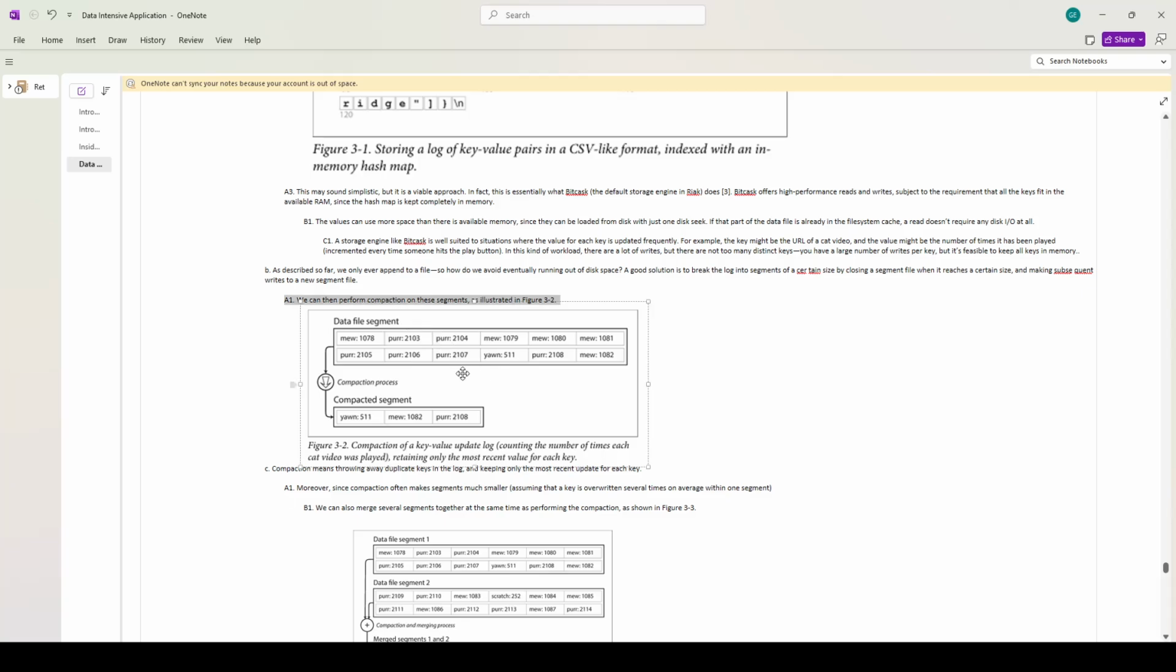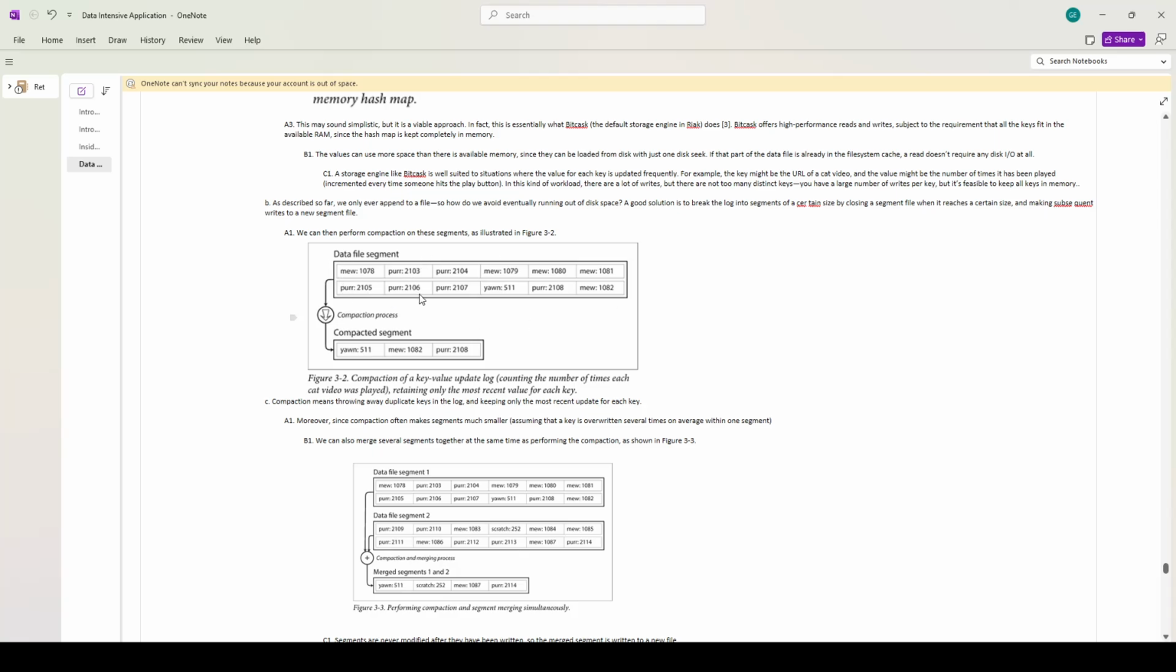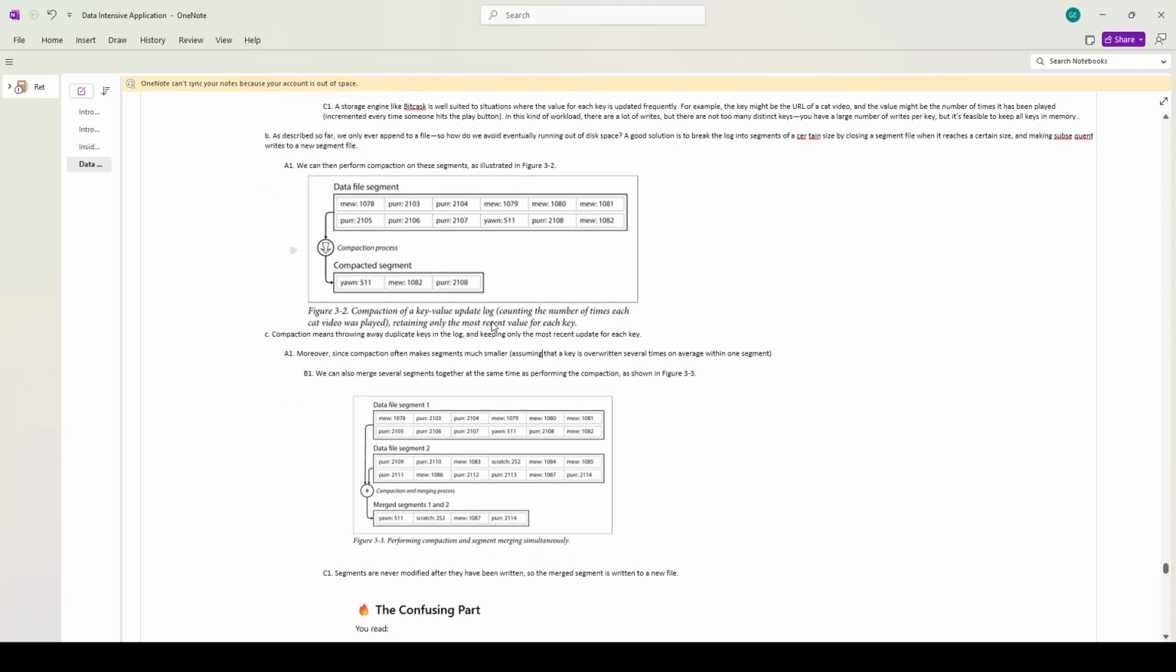We can then perform compaction on these segments, as illustrated in figure 3.2. Once we create, for example, 3 to 7 segments, we can perform a compaction to prune them. Figure 3.2: compaction of a key-value update log, counting the number of times each cat video was played, retaining only the most recent value for each key. As you can see, we only retain the most recent value for each key. Compaction means throwing away duplicate keys in the log and keeping only the most recent update for each key.